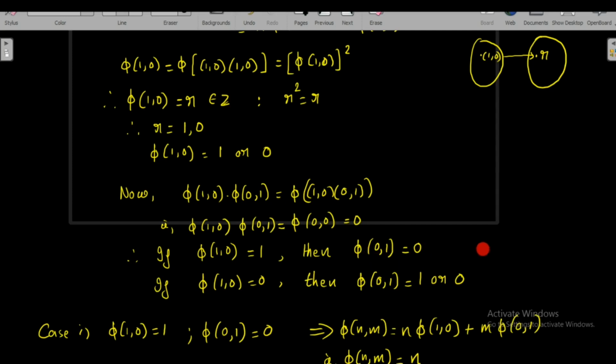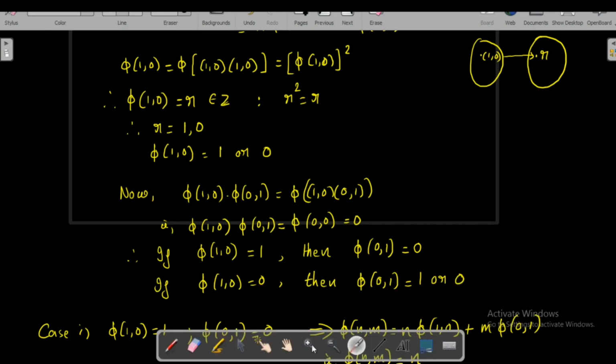Then we will get a ring homomorphism phi from set cross set to set satisfying these two conditions. Similarly, we have the second case: phi of 10 equal to 0 and phi of 01 equal to 1. And the third case is phi of 10 equal to 0 and phi of 01 equal to 0. So let us go through each of these cases.